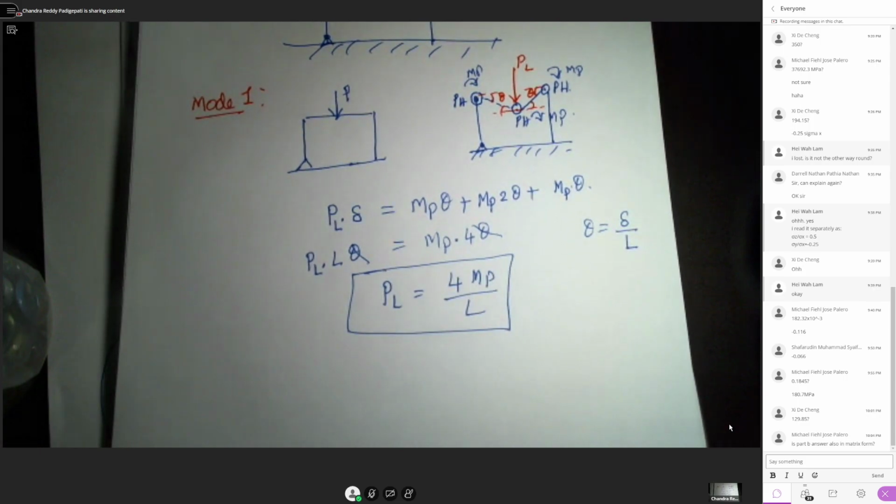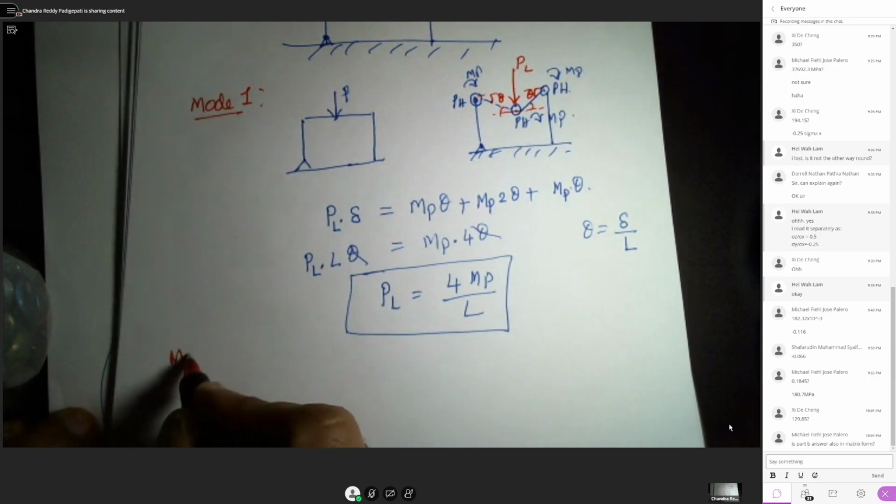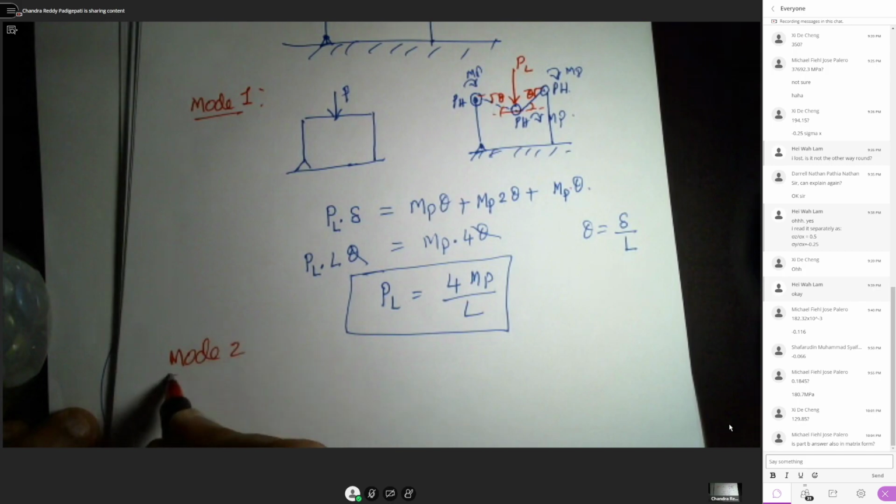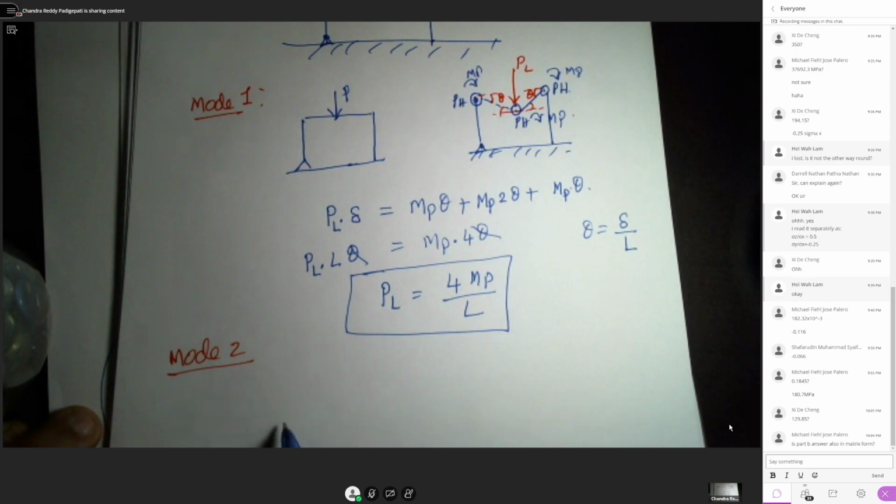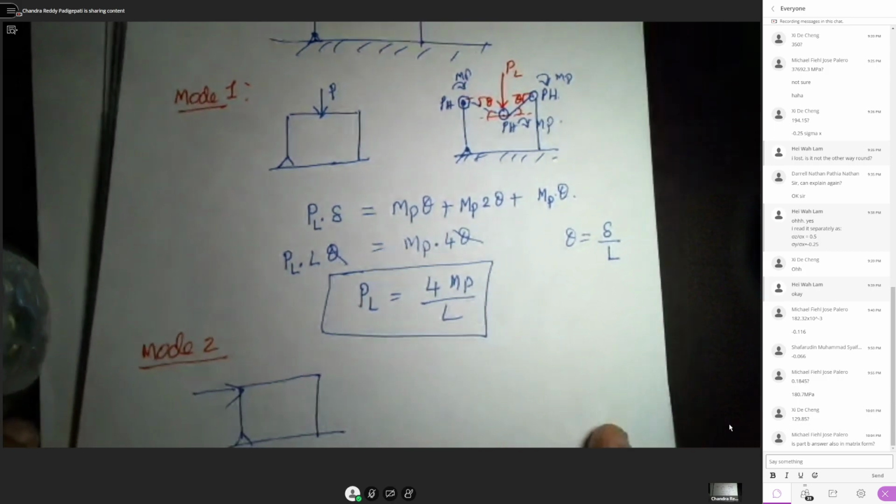Similarly, we can write for mode 2. For mode 2, we choose only the horizontal force. So we only take the horizontal load.